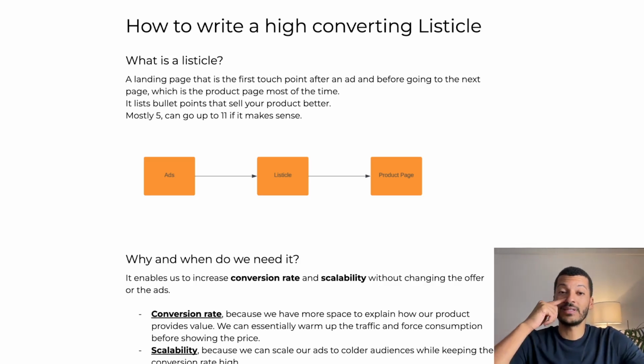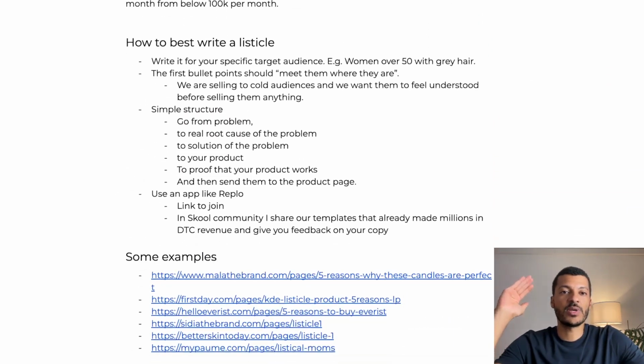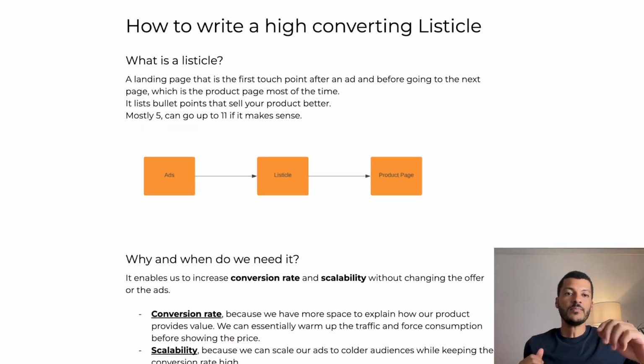First of all, what is a listicle, right? I'll show you examples. We'll go over what a listicle is, why and when you need it, how to best write it, and I'll walk you through an example as well. So a listicle is a landing page that is the first touch point after an ad and before going to the next page, which most of the time is the product page, right? So it lists bullet points that sell your product better.